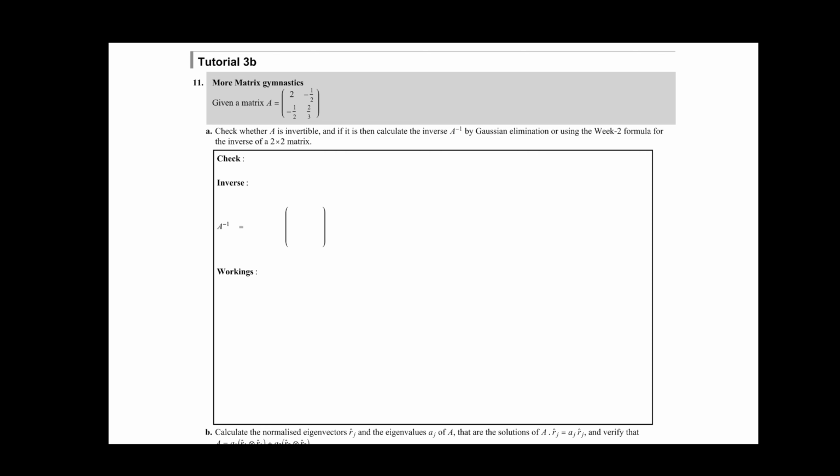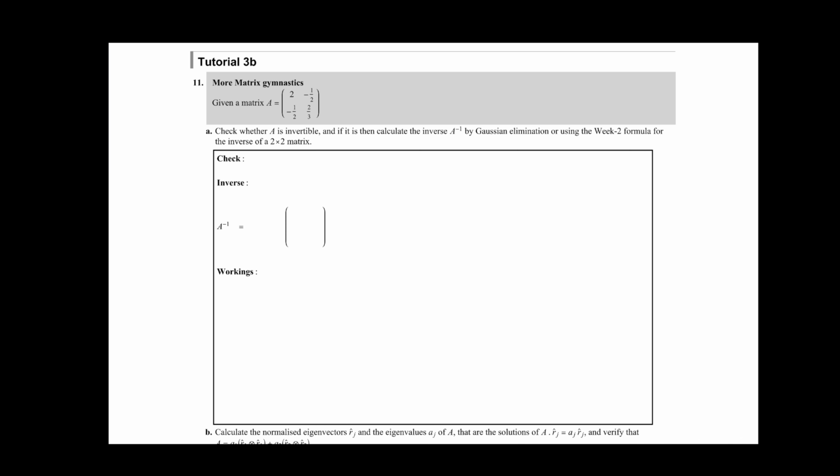Today we are looking at tutorial 3b, question 11, matrix gymnastics. Given a matrix A, which is 2, minus a half, 2 over 3, check whether A is invertible, and if it is, then calculate the inverse by Gaussian elimination or using the 2 by 2 formula.